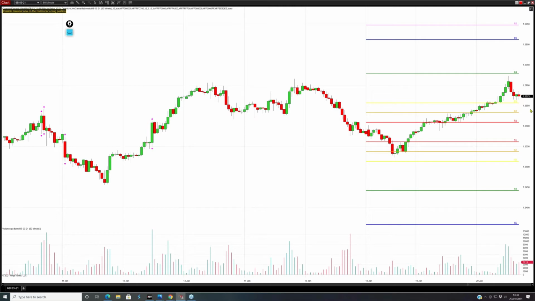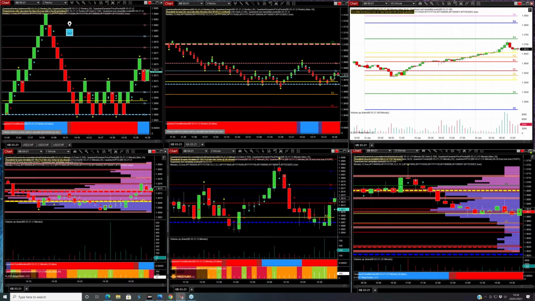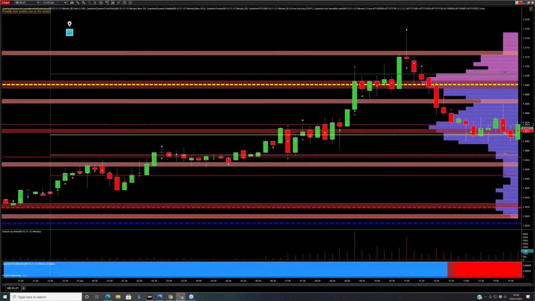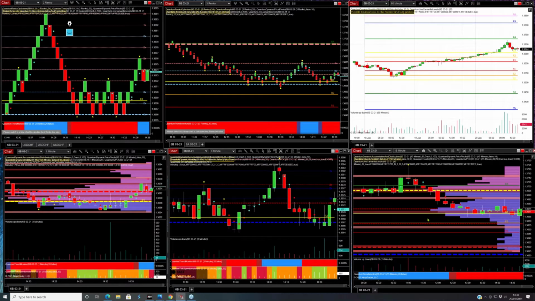Now, if this is going to carry on lower, well, as I said, what's this one here? It's now back to the R3 on the hour, but at the moment it looks like it's really moving in congestion, and it's moving in congestion because it's in congestion, as I said, on the R3 of the 15-minute chart.